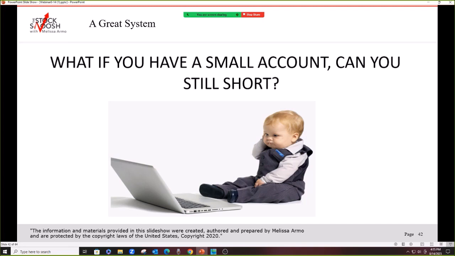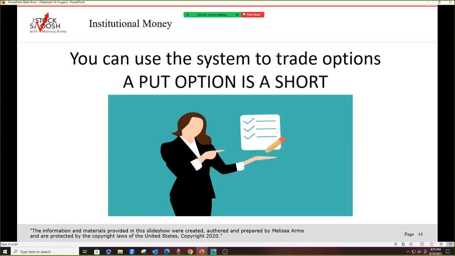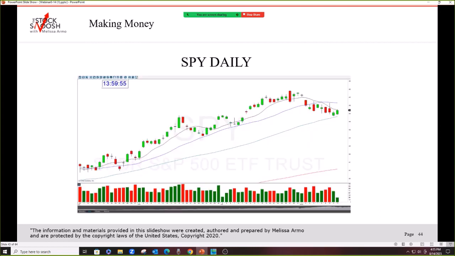You could buy one contract of something, okay? And some of the things we do are on the smaller side, but you can buy a put. A put is a short, so you can do options. If you can't trade with a margin account, options are a way to take advantage of the sell side of things.